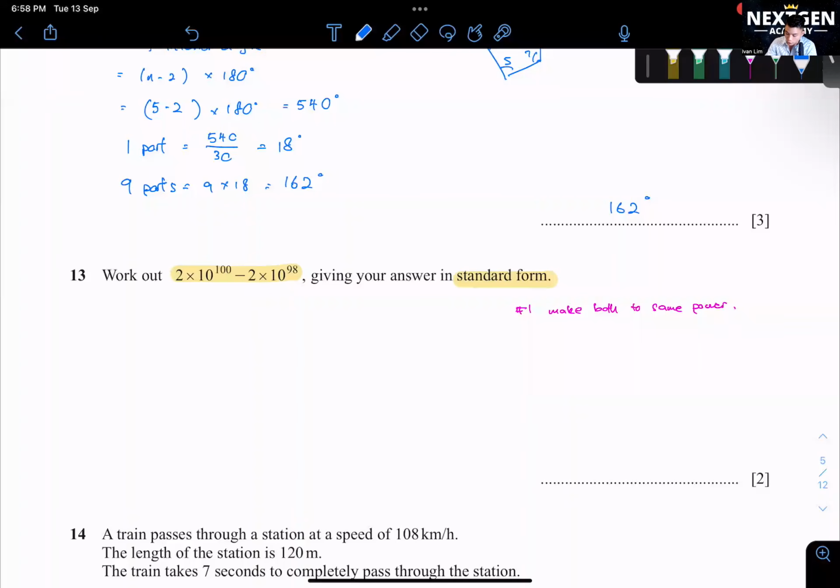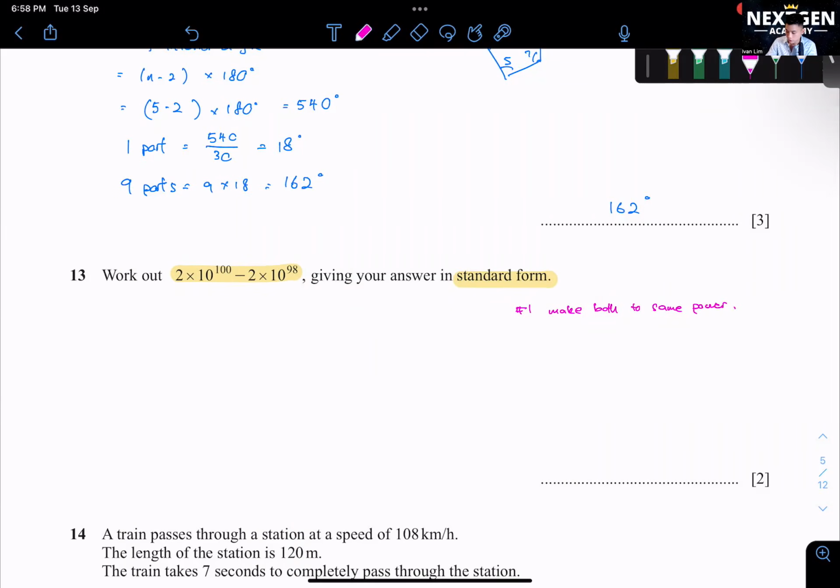So what do I mean? You either change it both to power 100, because you see now it's 100, this one is 98, or you change it both to 98. For this question, I'm going to change it both to 100. Anyone not sure what is standard form? Anyone cannot recall what is standard form?